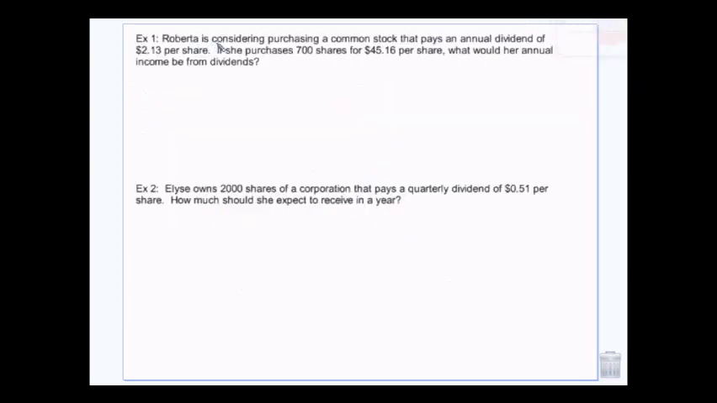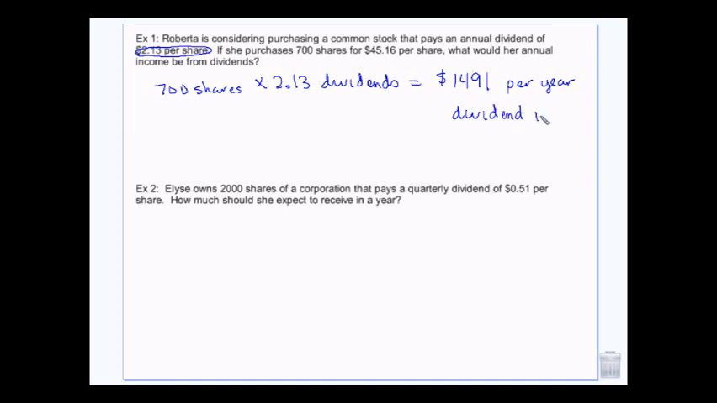Okay, so Roberta is considering purchasing a common stock that pays an annual dividend of $2.13 per share. If she purchases 700 shares, what would her annual income be from dividends? The price per share doesn't matter with dividend income. It says $2.13 per share here for the dividends. So I have 700 shares times the $2.13 of dividends, and I get $1,491 per year in dividend income.